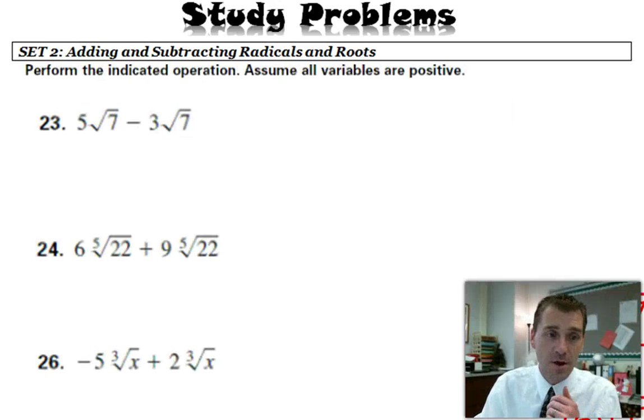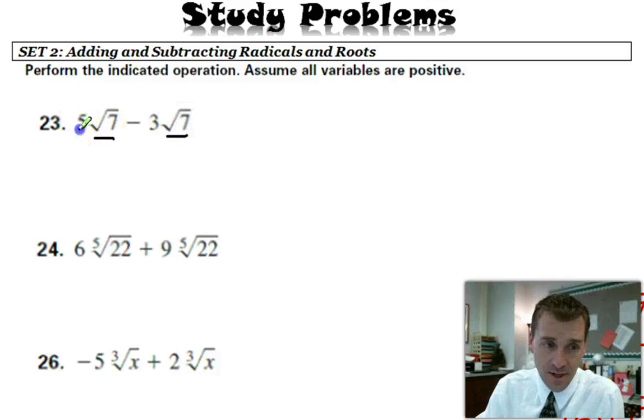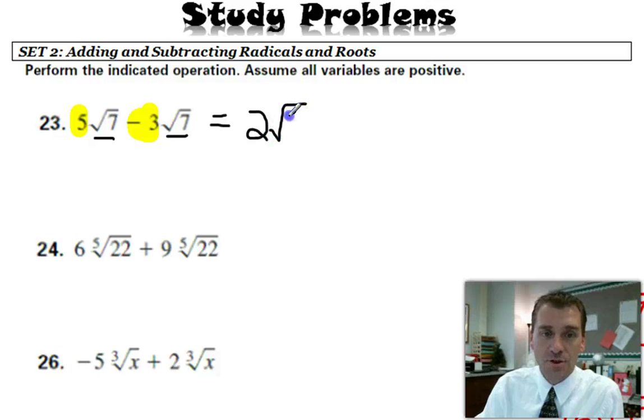Now a couple examples look like this. Well, notice I have like radical parts. I got the square root of 7, and I got the square root of 7. Awesome. So what do I do? I take the coefficients of the radicals and combine them. So 5 minus 3 equals 2 root 7. When I take the 5 minus 3, that gives me 2, and the root 7 just stays root 7.